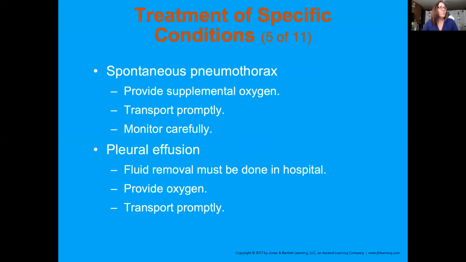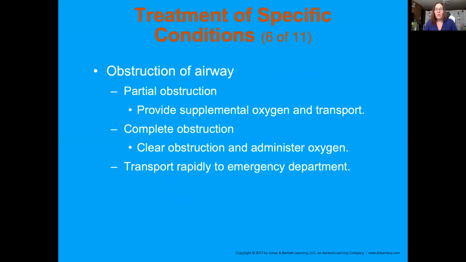All right. Spontaneous pneumothorax, again, it's supportive care. That's all we can do. Pleural effusion, it is supportive care. All right. The hospital has to be the one that removes the fluid. Obstruction of the airway, we follow our Chapter 13 American Heart guidelines. If they have a partial obstruction, we're a cheerleader, coach them. While we're coaching them, we can be getting them moving, getting them loaded up, getting them to the hospital.